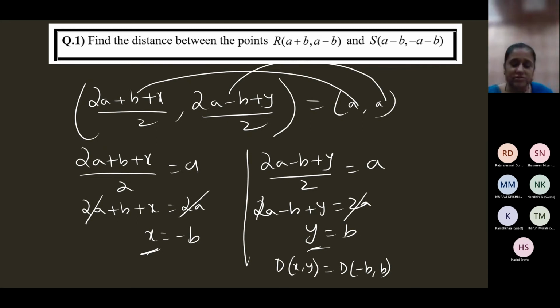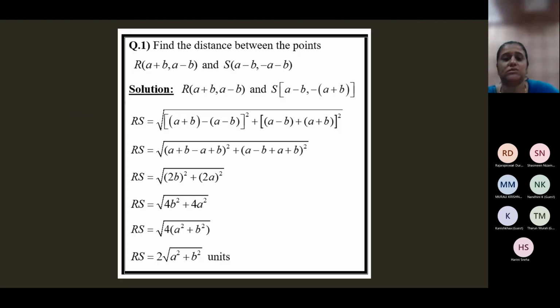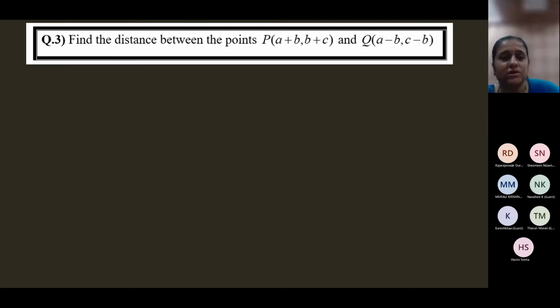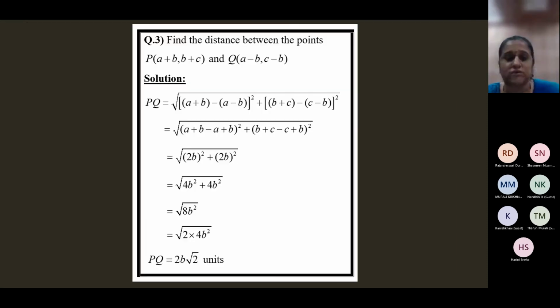Okay, let me quickly tell you the answers. So this is the answer for the first one, children. Take a screenshot. I'll send these pictures on WhatsApp. So this is the answer for the first one: 2 into root of A square plus B square. I think I shared this question, right? This was the question, right? Yes, ma'am. Okay, fine. So that is 2B root 2 units. I'll share the answer on WhatsApp, children.